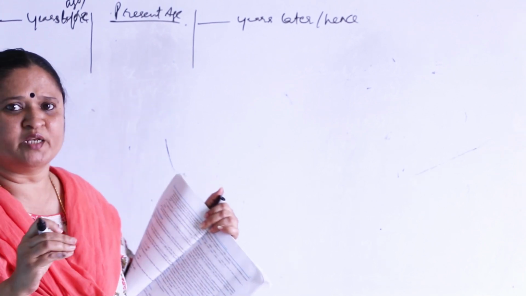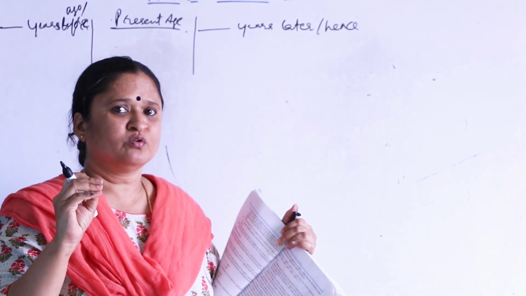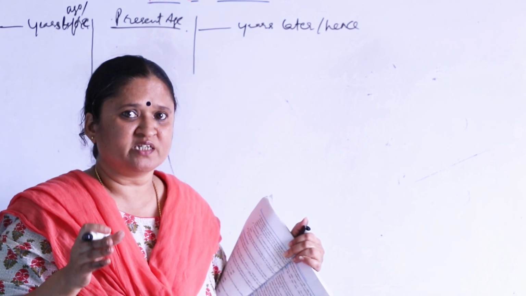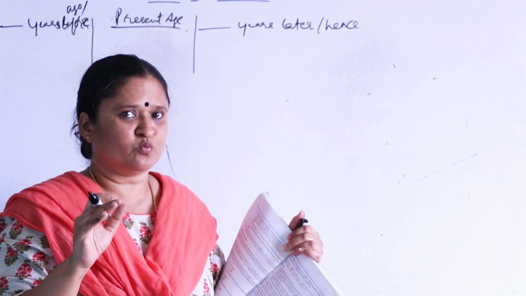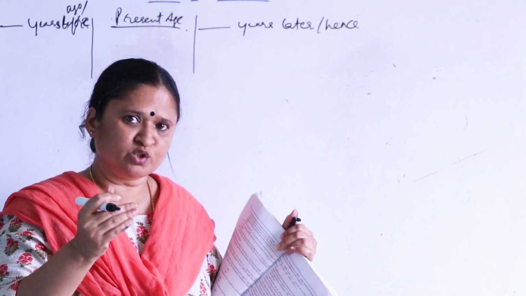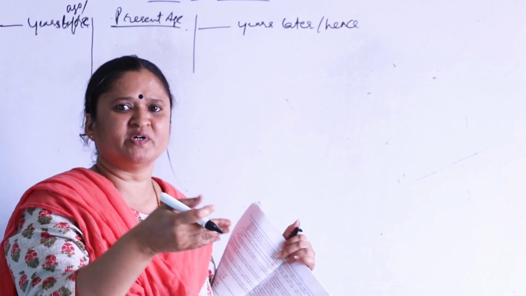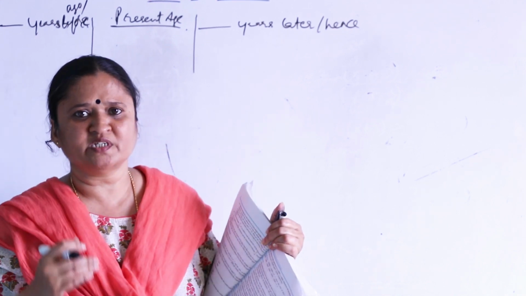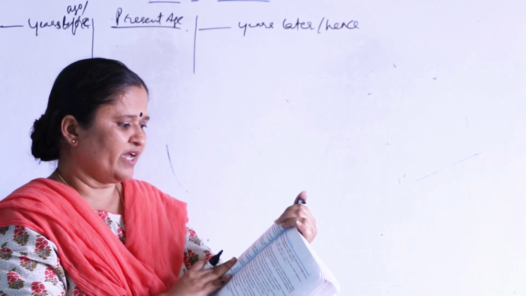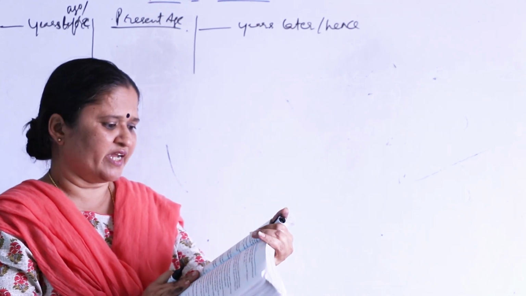Now let's see. You have to find their present ages. So what do we understand by this? It tells us what to assume. So what do we have to assume now? We have to assume their ages. That means let one person's age be X, the other person's age be Y. And there again you should understand.